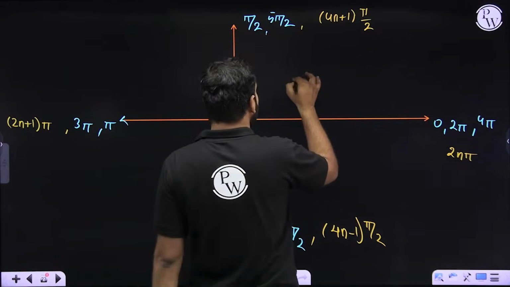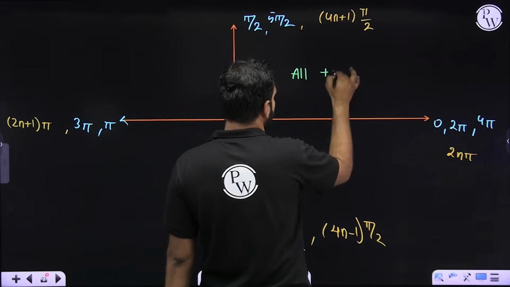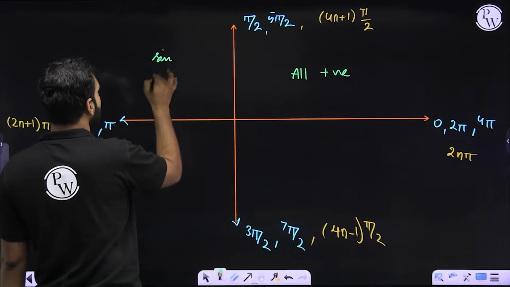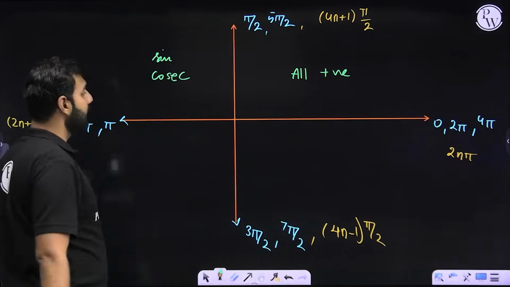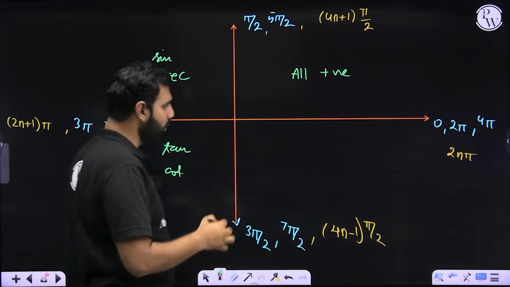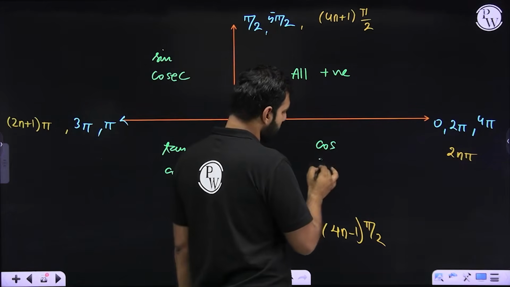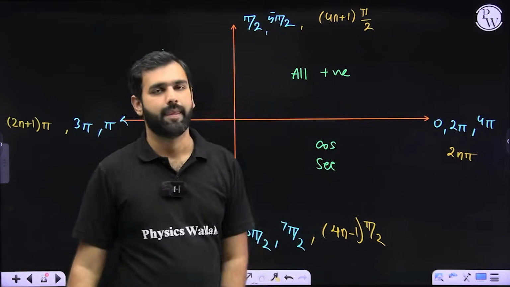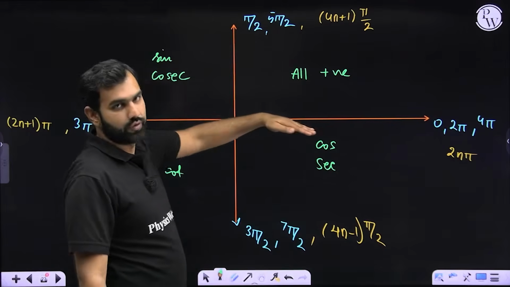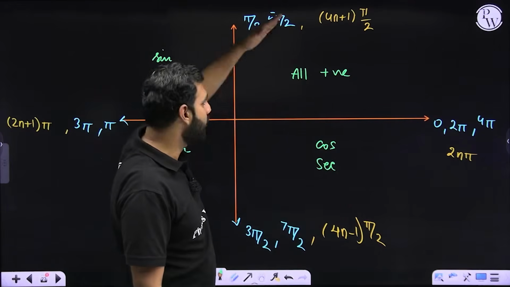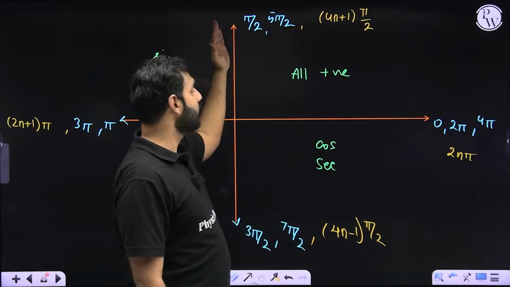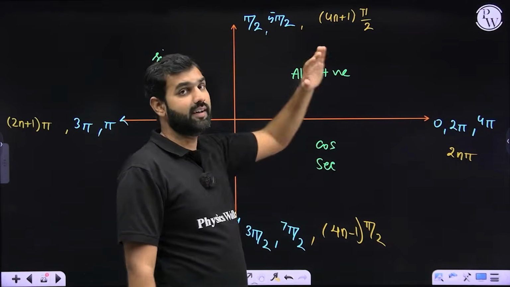See, in the first quadrant, all the ratios are positive. For the second quadrant, sine and its reciprocal cosec are positive. In the third quadrant, tan and cot are positive. And for the fourth quadrant, cos and its reciprocal sec are positive. So what is the advantage of this? One more thing you should remember: whenever you move from the x-axis, upward or downward, the ratio doesn't change. But if you are moving from the y-axis, left or right, then the ratio changes.